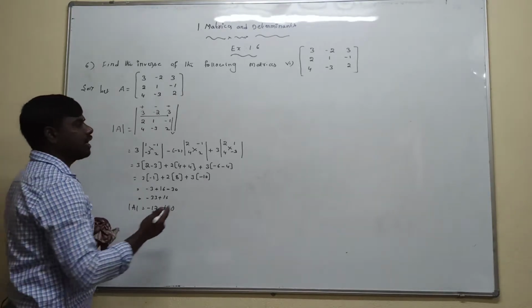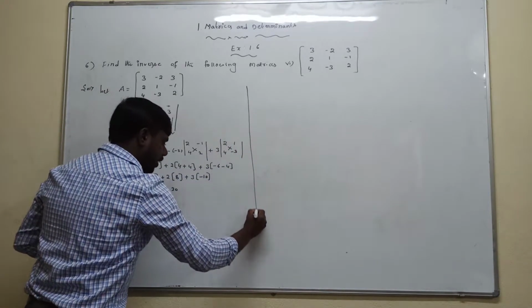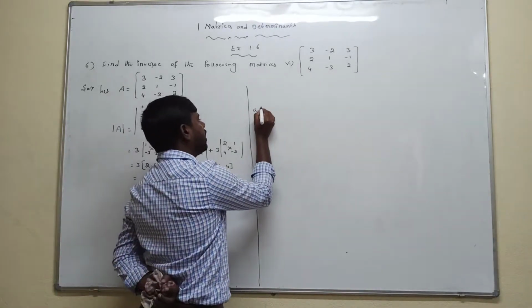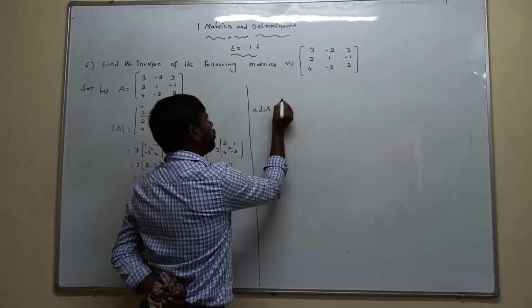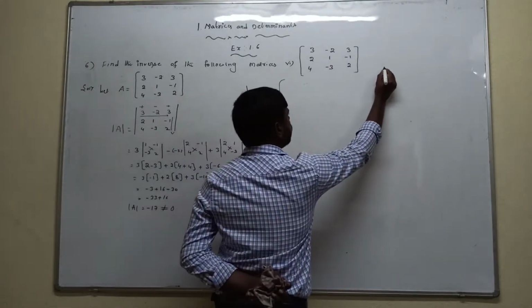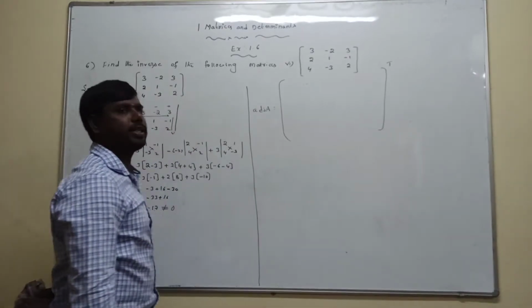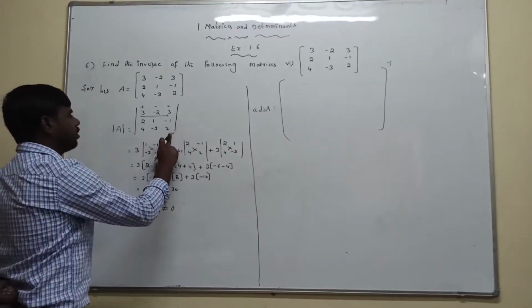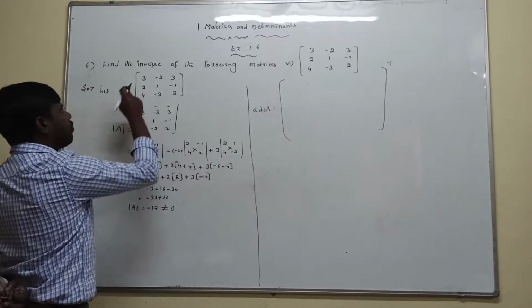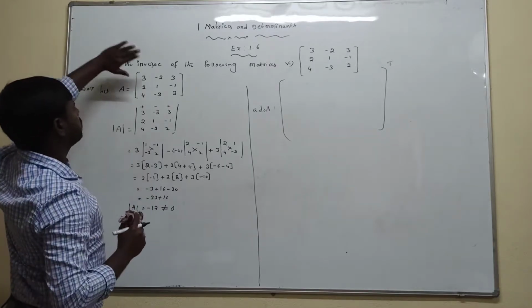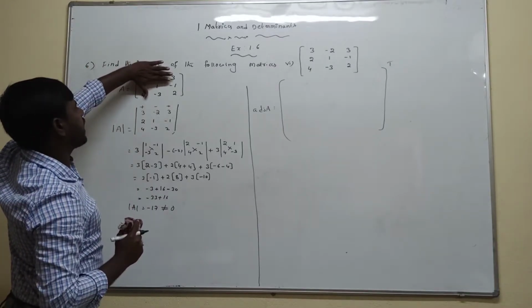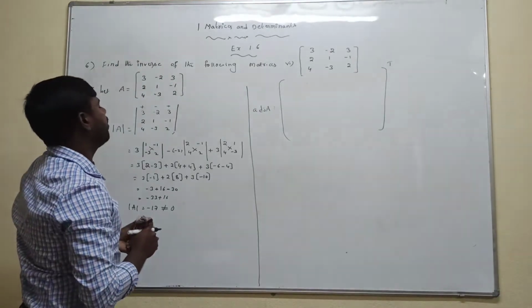Next we need to calculate the adjoint of A. The adjoint of A is equal to the transpose of the matrix capital A_ij. Now the first element we are taking, that row and that column are eliminated, write as determinant of the remaining elements.